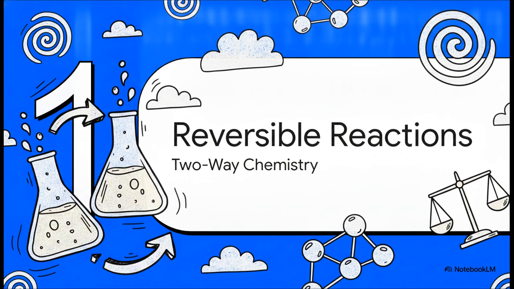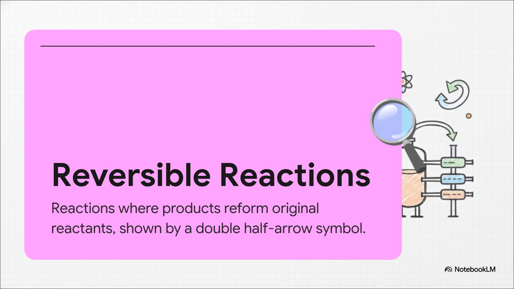All right, Section 1. What exactly are reversible reactions? A reversible reaction is, well, exactly what it sounds like. It's a chemical reaction where the products can actually react with each other to reform the original reactants. On paper, chemists show this using a very specific symbol, a double half arrow. You've got the top arrow pointing right for the forward reaction and the bottom arrow pointing left for the backward reaction. It just tells us the whole thing can go both ways.